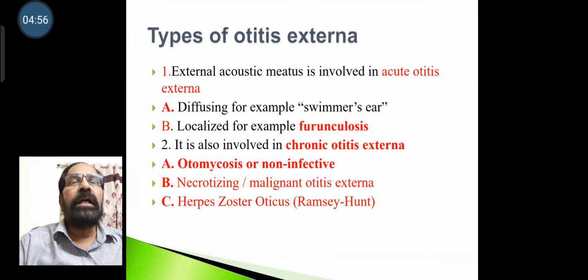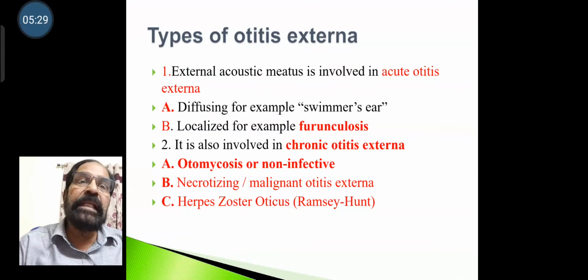Then we come to classify otitis externa. So it is classified as acute and chronic. In acute type, we have diffuse type, that is swimmer's ear, and a localized type, that is called furunculosis. In chronic otitis externa, we have otomycosis or non-infective type, necrotizing or malignant otitis externa, and herpes zoster oticus, also known as Ramsay Hunt syndrome.